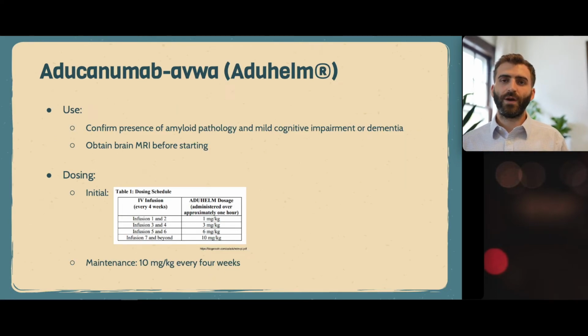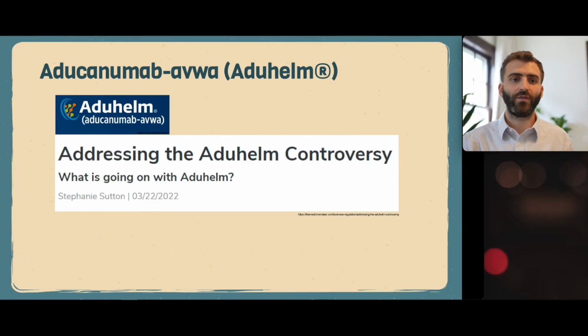Before you use this, you have to confirm that they have that amyloid pathology, because that's how this med works, by breaking down those plaques. So you get a PET scan, MRI scan, things like that. Dosing can be seen here. This is an IV infusion that's given every 4 weeks.